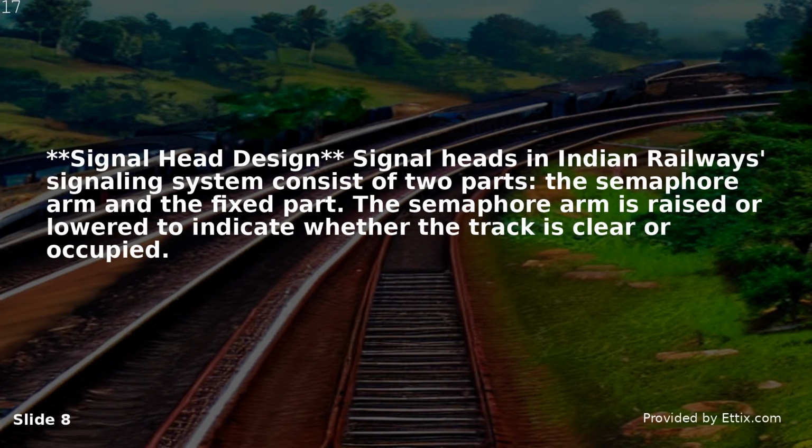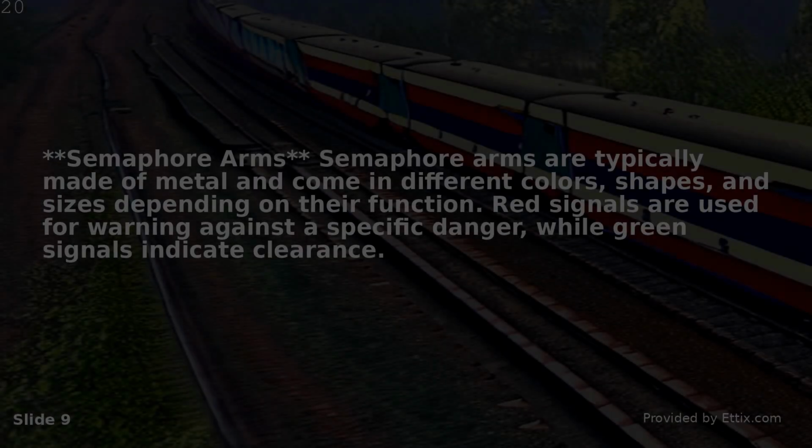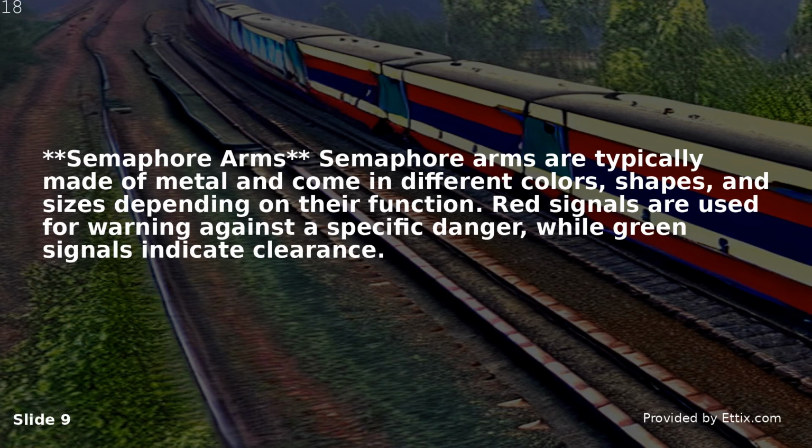Signal head design. Signal heads in Indian Railways signaling system consist of two parts: the semaphore arm and the fixed part. The semaphore arm is raised or lowered to indicate whether the track is clear or occupied. Semaphore arms. Semaphore arms are typically made of metal and come in different colors, shapes, and sizes depending on their function. Red signals are used for warning against a specific danger, while green signals indicate clearance.